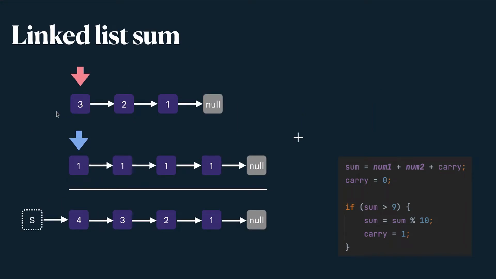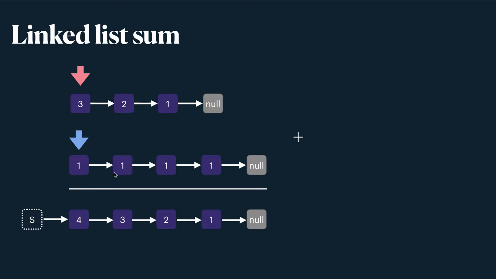With the linked list, the situation is quite similar. So we have a linked list. Usually it's reversed, and we'll discuss this variation. So we have 3, 2, 1. We have another linked list, 1, 1, 1, 1, and we expect a number. If we reverse it once again, it will be 1, 2, 3, 4. So that's the sum of two linked lists.